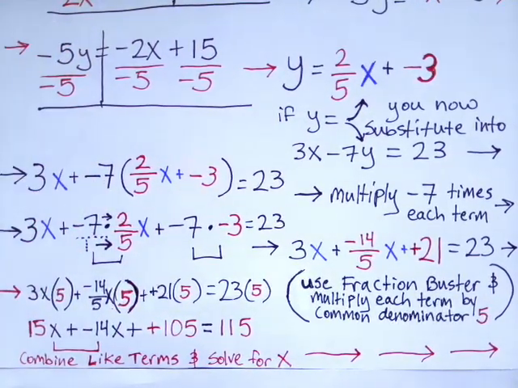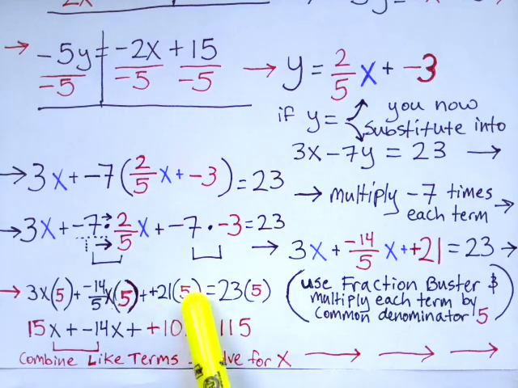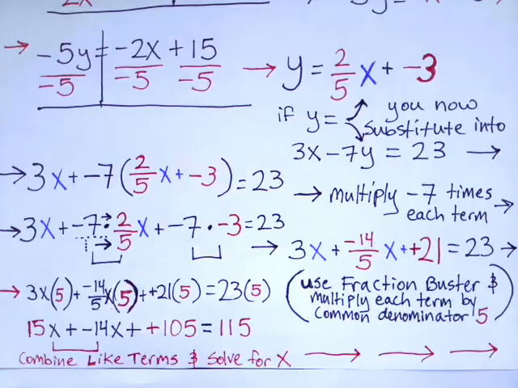Now we're going to combine like terms. So 3x times 5 is 15x plus. 5 times a negative, the 5's cross cancel here, right? That's a 5 over an invisible 1, and the 5's cross cancel, leaving me negative 14x plus 21 times 5 is 105 equals 23 times 5, which is 115.